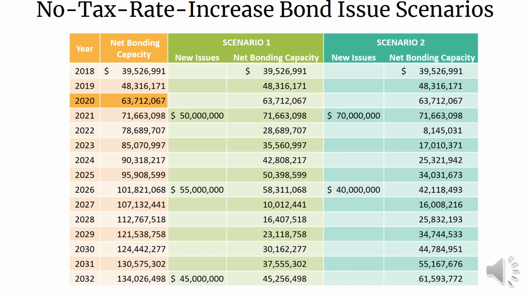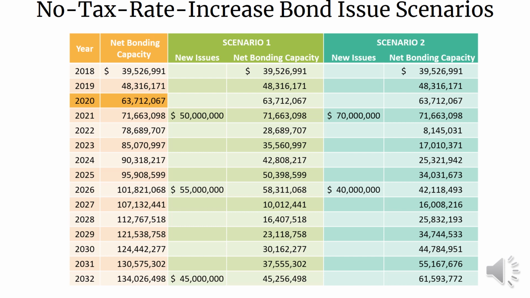Okay, we've worked with our financial advisor to identify a couple of different scenarios just to give you a sense of what the bonding capacity and levy would currently support. You'll see in this analysis that in 2020 our net bonding capacity is over $63 million, and by next year, 2021, it would be over $71 million.